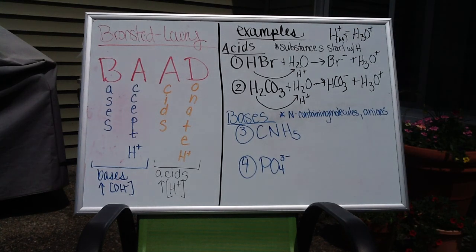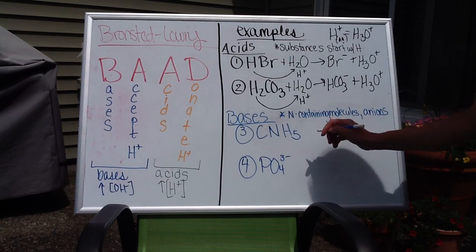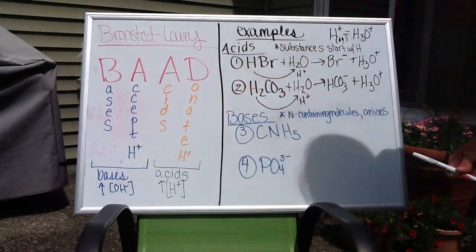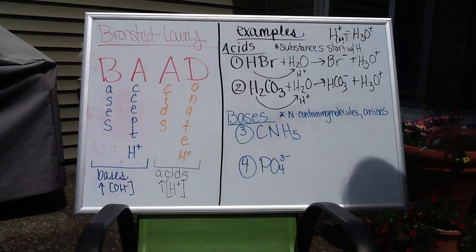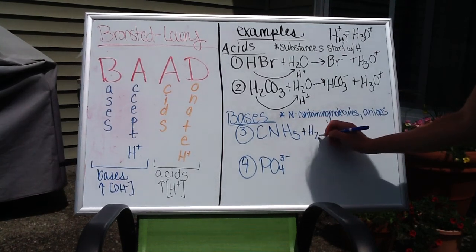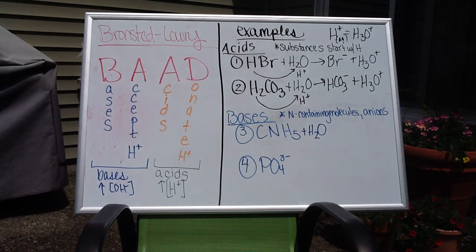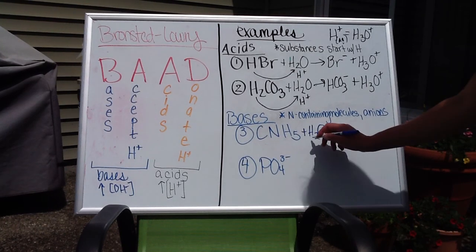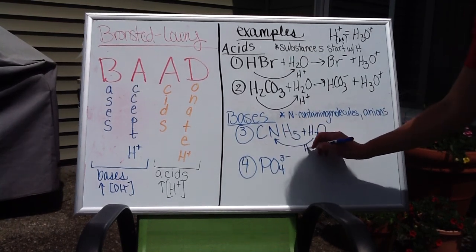Alright, my second example is bases. The 2 most common examples you will see of bases are nitrogen-containing molecules, like ammonia, which is NH3, and anions, so things with negative charges. Those are your 2 most common examples of bases. And a base is something that's going to accept hydrogen ions. So when I put a base in water, like this first one, methylamine is what that one is called, it is going to take a hydrogen from water.